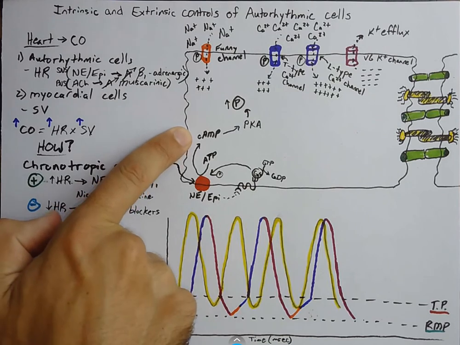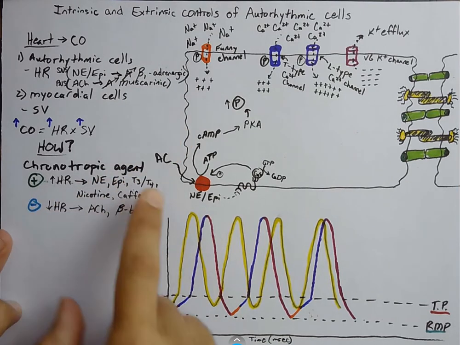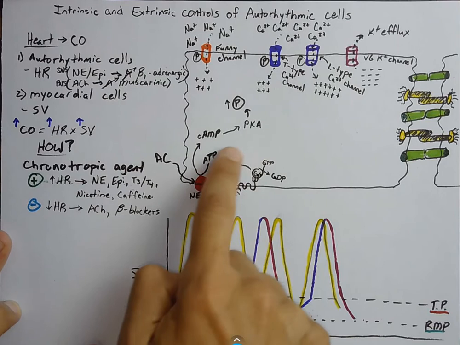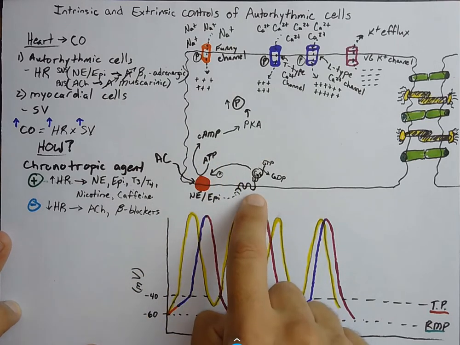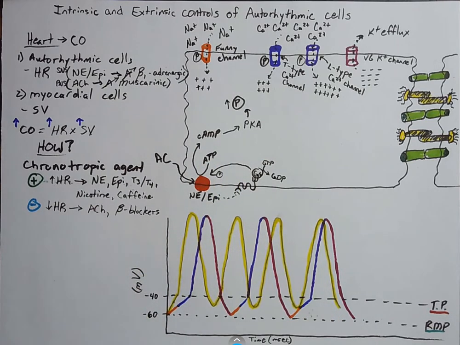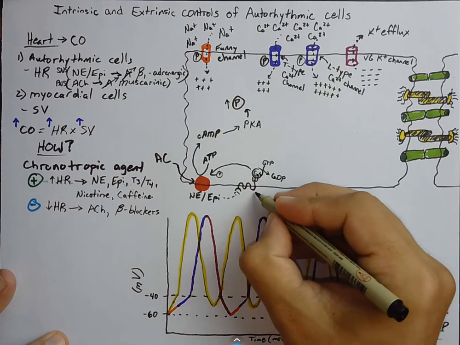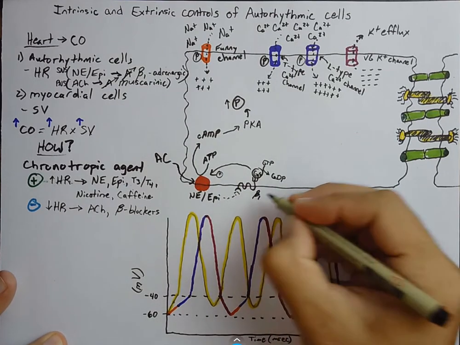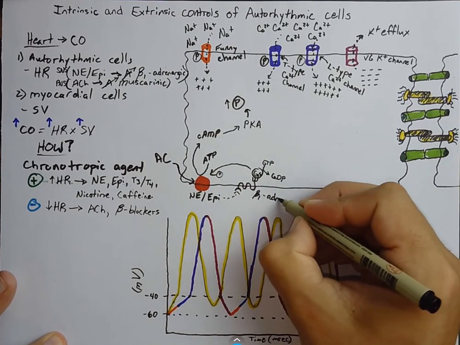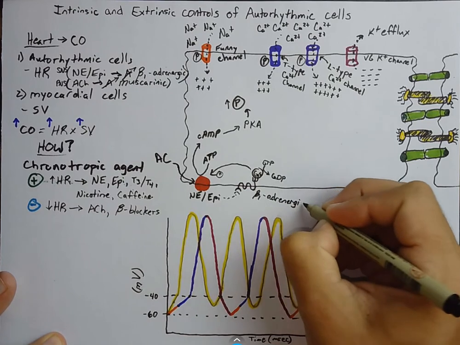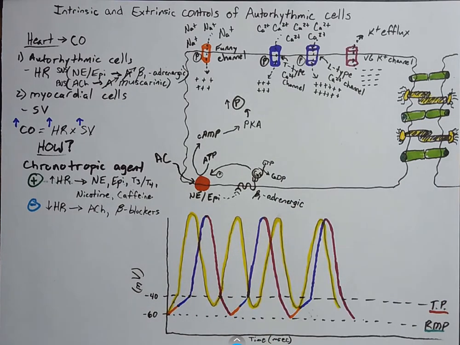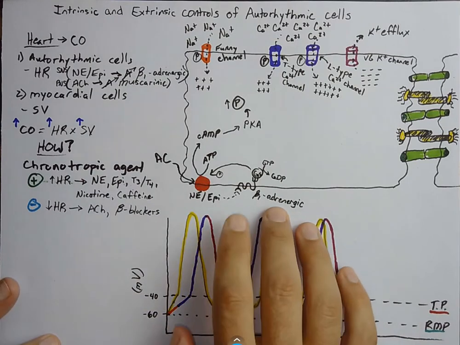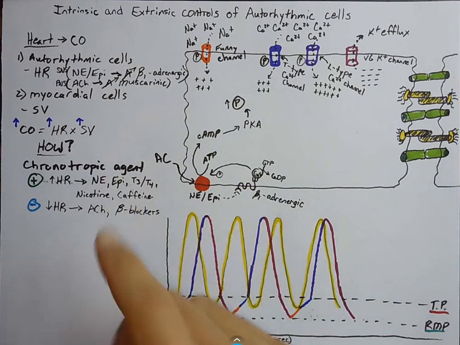If we can figure out a way to increase cyclic AMP, we can bypass this entire beta-1 adrenergic receptor. And I just realized I never actually labeled this beta-1 adrenergic, did I? So let's go back and do that. We got beta-1 adrenergic. It's a GPCR down here. If we can find a way to bypass that, well, we can do that with caffeine.